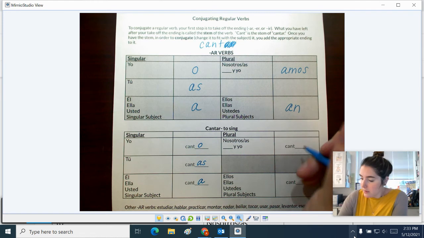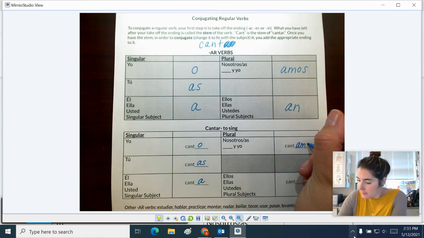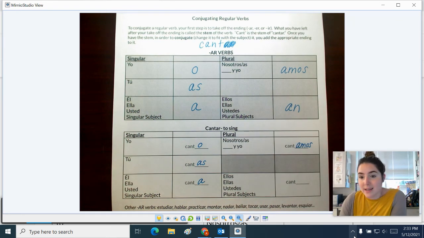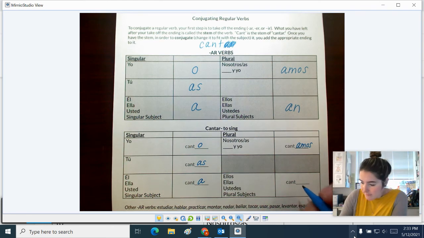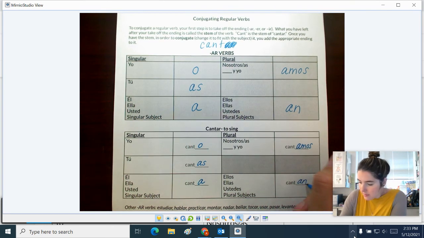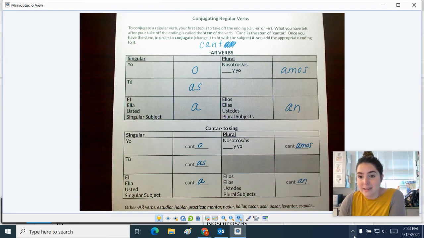Take our ending from up here, add it to our stem. We sing is cantamos. And then for our ellos, ellas, ustedes, or any other plural they, add our ending. And cantan is how you say they or y'all sing.